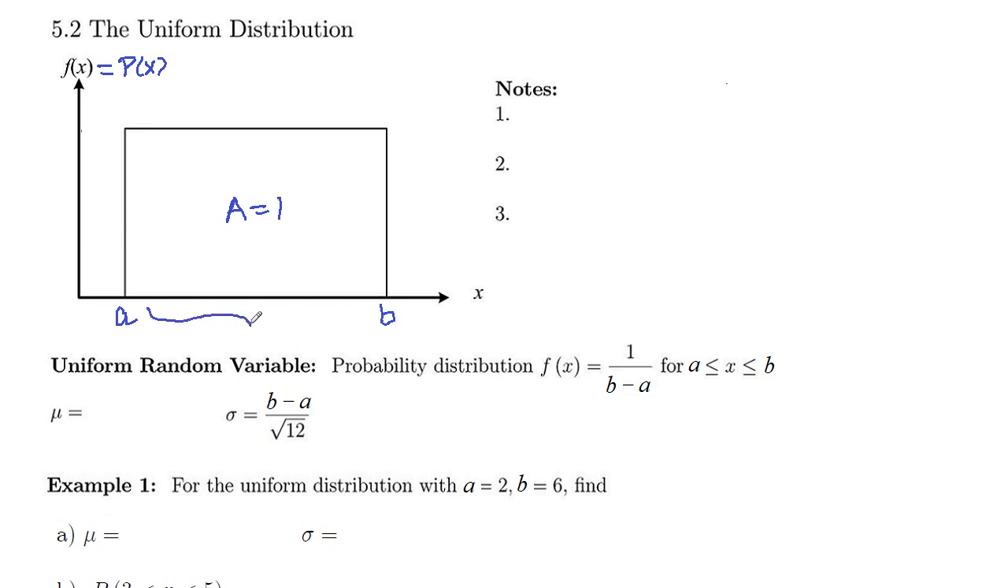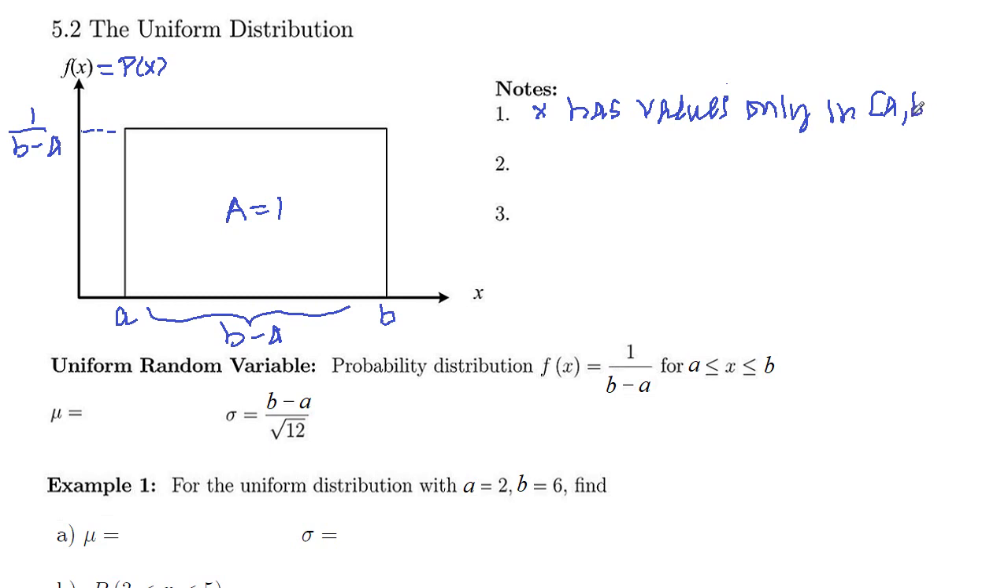And so the base of this rectangle is b minus a. And that means that the height of this rectangle is going to be 1 over b minus a. That way when we multiply base times height, we get that area of 1. So some notes about this distribution here is that x has values only inside that interval from a to b. So outside that interval, the probability of x is 0, so no values outside the interval.